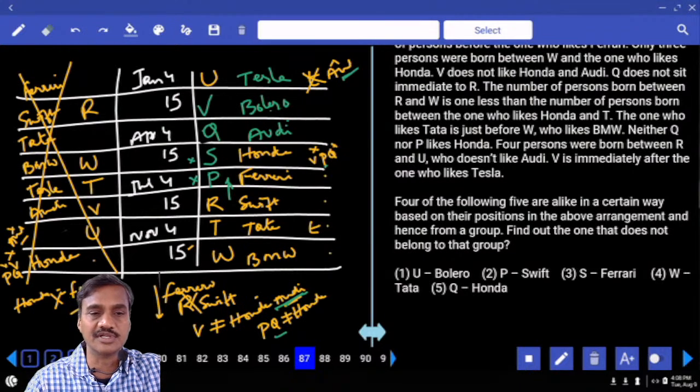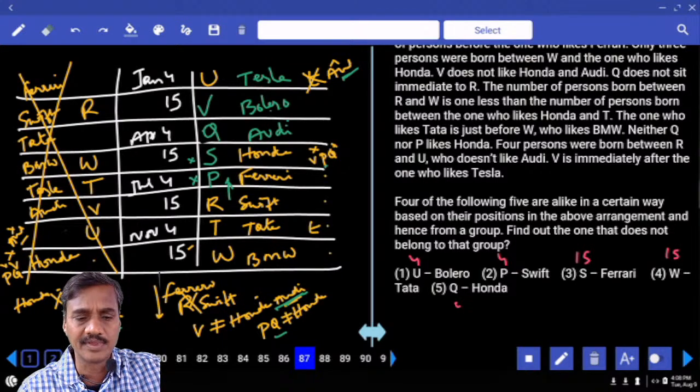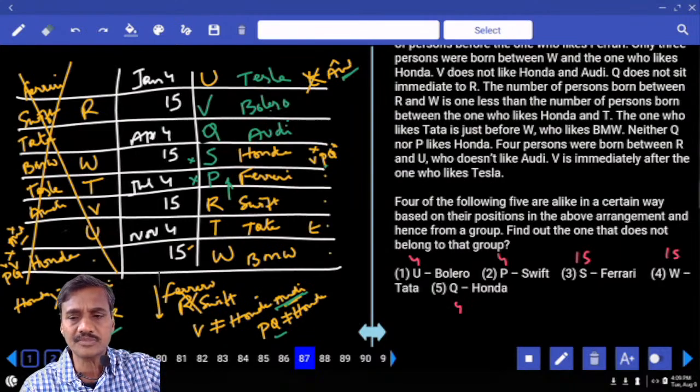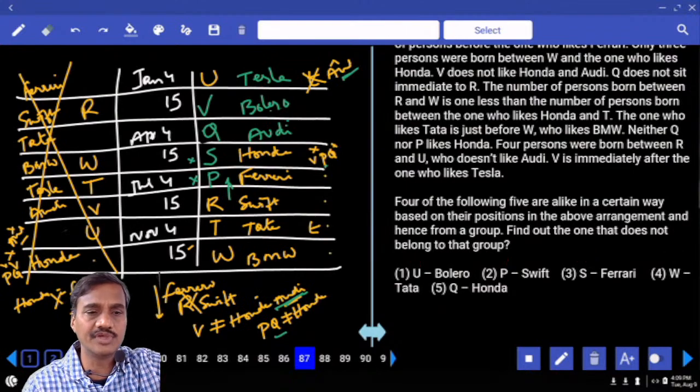Now let us check out the dates. Now U was born on 4th. And P was born on 4th. And S was born on 15. And next one, W was born on 15. And Q was born on 4th. Yes, any answer in this case? 4th one. Then, now if you check out the order here, U is immediately before this Bolero.